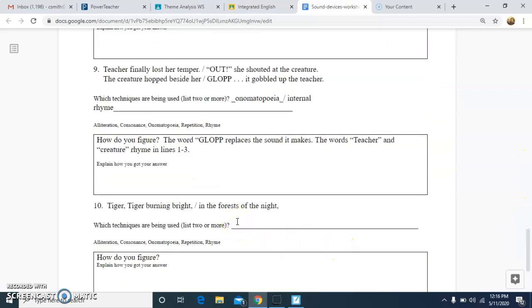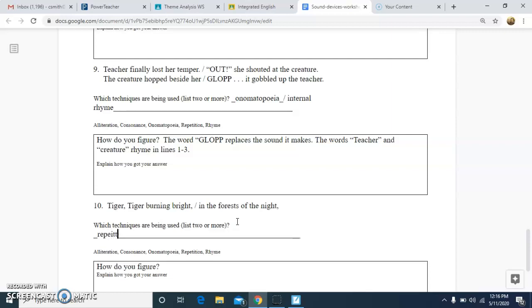Okay, and then last one, tiger, tiger, burning bright. In the forests of the night, we have what's called repetition, and I just want to show you how to do this one. And then we also have what's called a perfect end rhyme, maybe, which you should know how to do by now. So when we do repetition, we just want to explain what words repeat how often. So the word tiger repeats 2 times in line 1. And that's how we want to put this together.